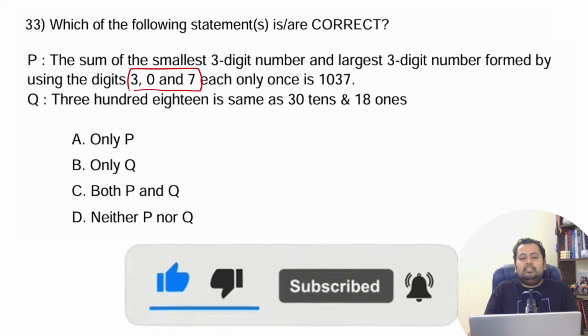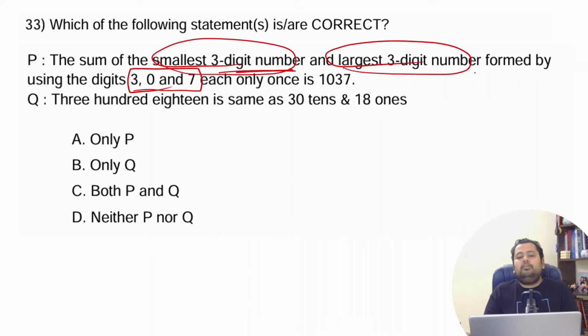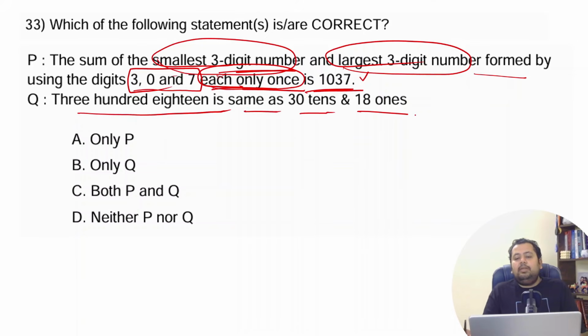So using 3, 0, and 7, what will be the smallest three-digit number that you can form, and what is the largest three-digit number that you can form? Obviously you have to use each of these numbers once, and the statement says the sum is 1037. So you have to find out whether this is correct or not, and then you have to find out whether 318 is the same as 30 tens plus 18 ones, whether this is correct or not. So this is what you have to find out. Pause the video, solve it first, and then go to the solution.